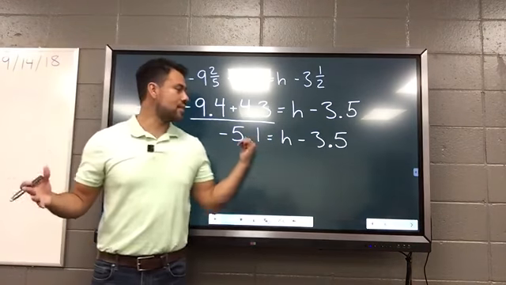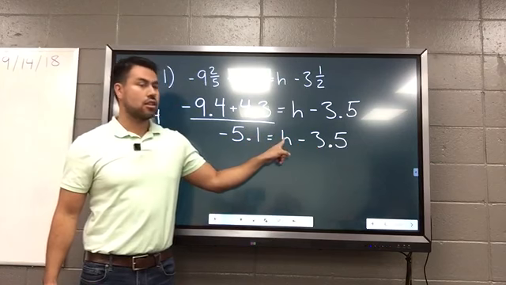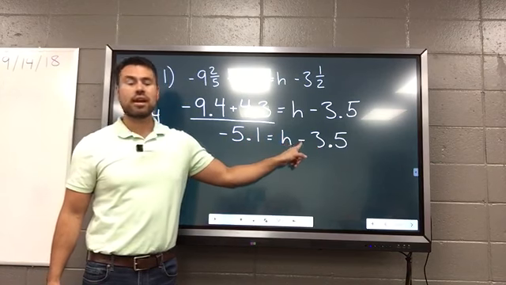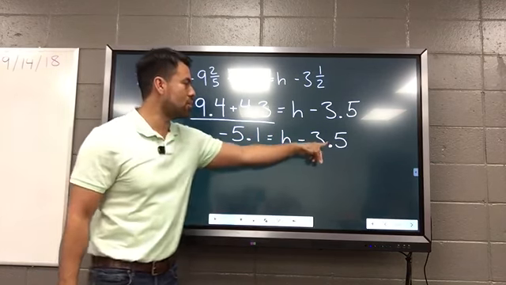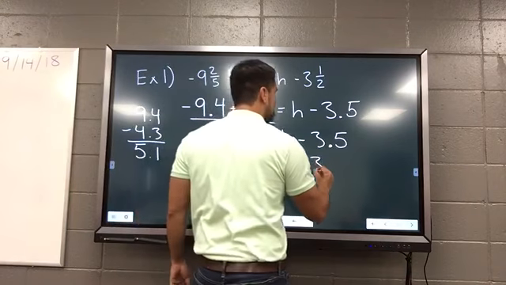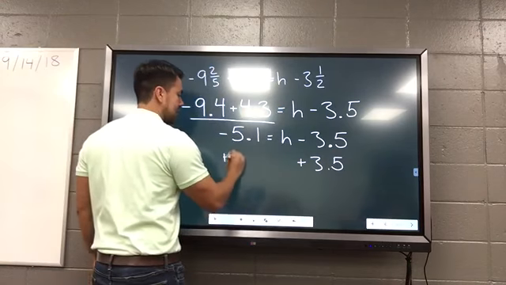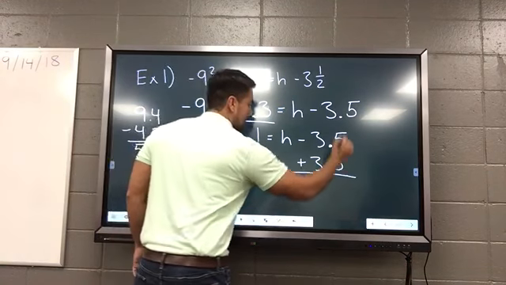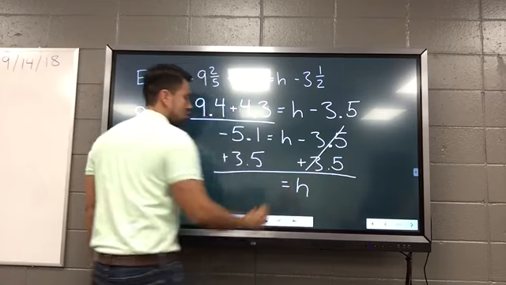So either this or that. That's okay. Look at the variable. What is being subtracted from the variable? 3.5. So you're going to add that amount to both sides, and that'll cancel that out. Give me h.